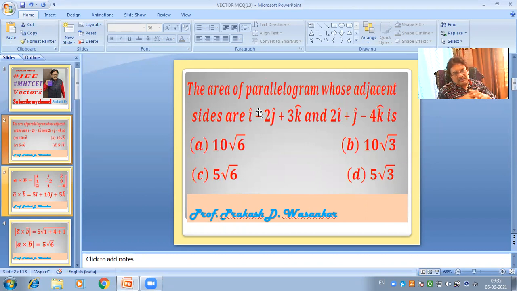So we know that the area of the parallelogram whose adjacent sides are A bar and B bar is the magnitude of A bar cross B bar. By using this result we find the area of the parallelogram. That is, the formula for the area of a parallelogram whose adjacent sides are A bar and B bar is the magnitude of A bar cross B bar.